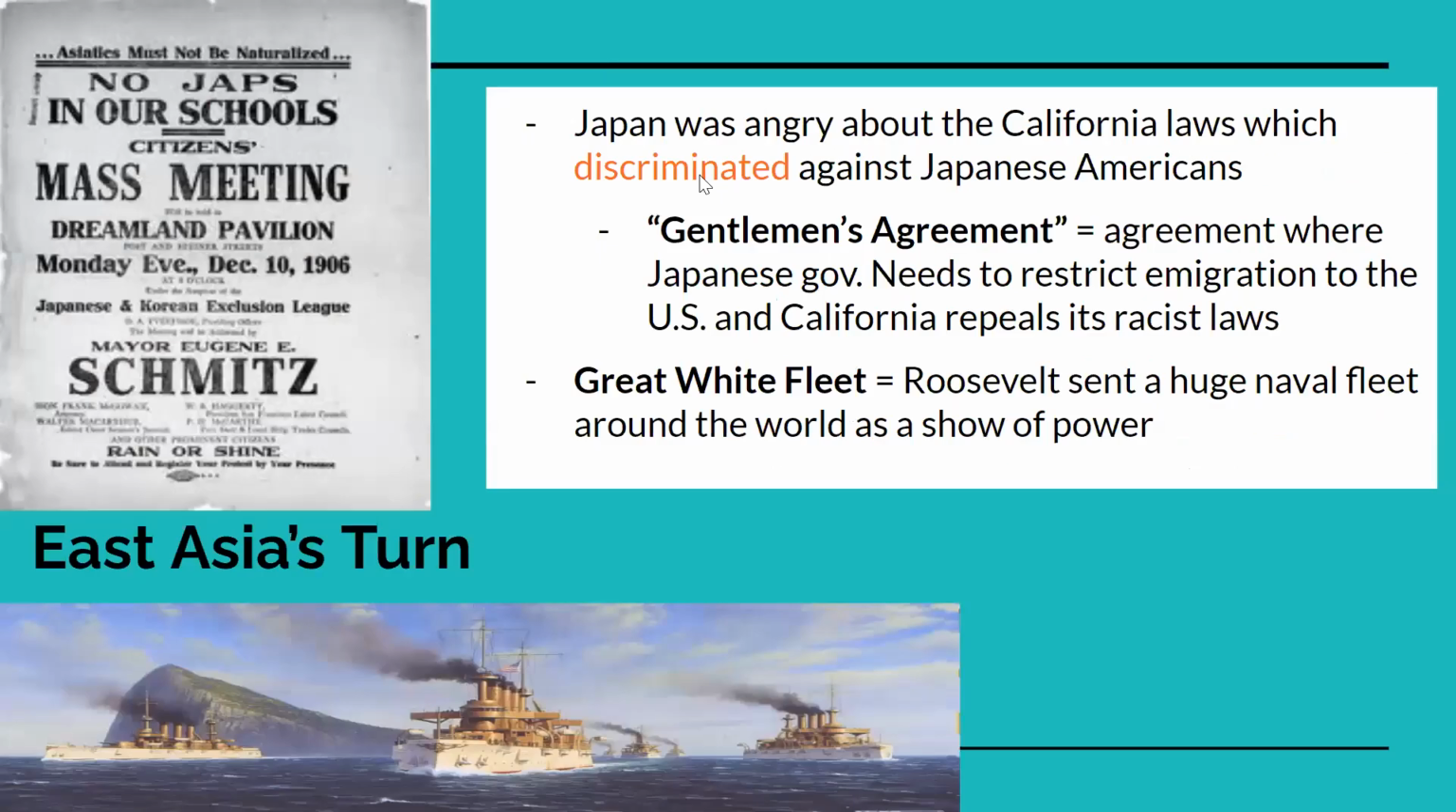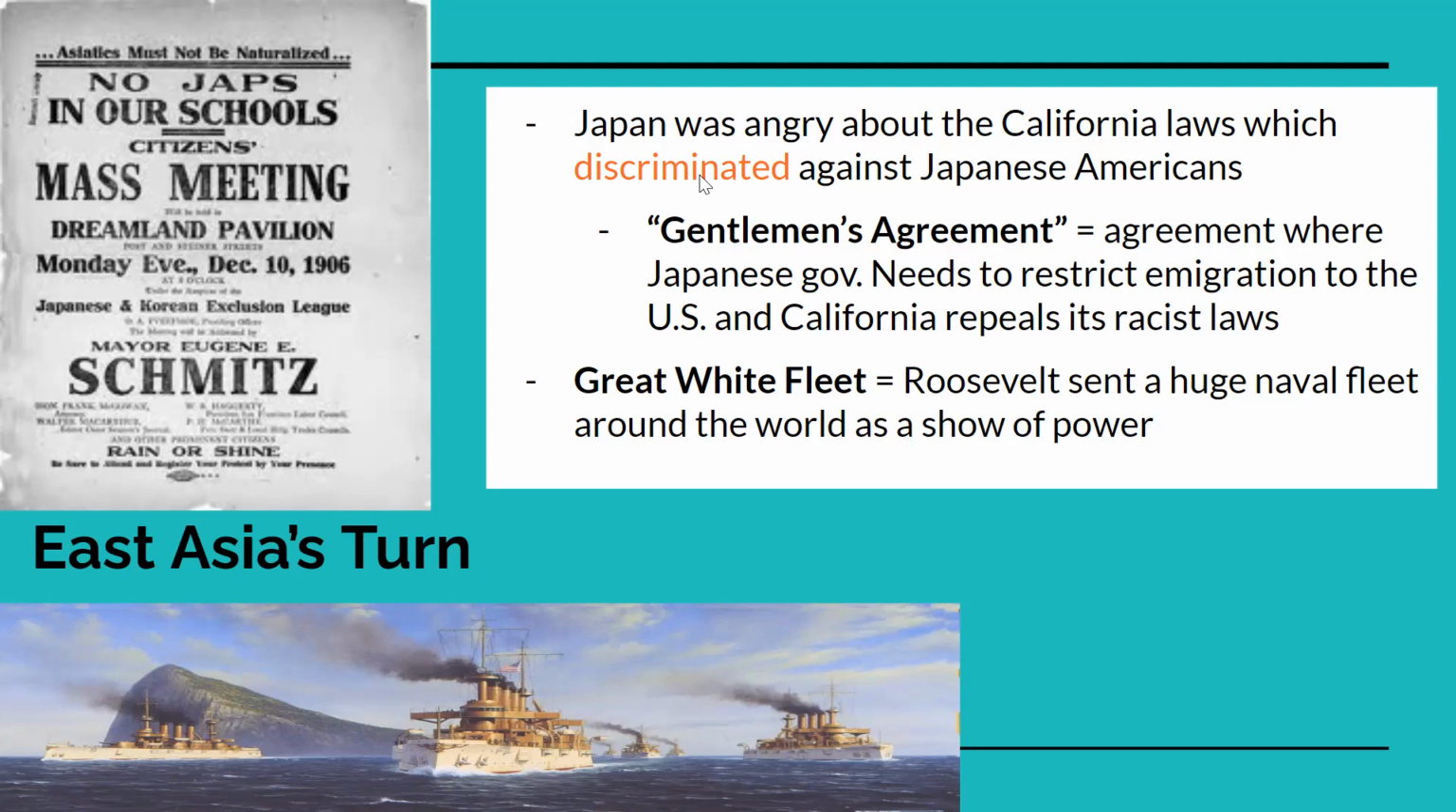Other examples that you guys could have used to look at his big stick diplomacy, I think the Gentleman's Agreement and the Great White Fleet pair nicely to show the speak softly but also carry a big stick part. So in the U.S., California had some discriminatory laws against Japanese Americans, and Japan was angry about it. And so Roosevelt proposed what's called the Gentleman's Agreement, an informal agreement between both leaders, where the Japanese government would restrict immigration to the United States, and California would repeal the racist laws. And so that's the speak softly part.